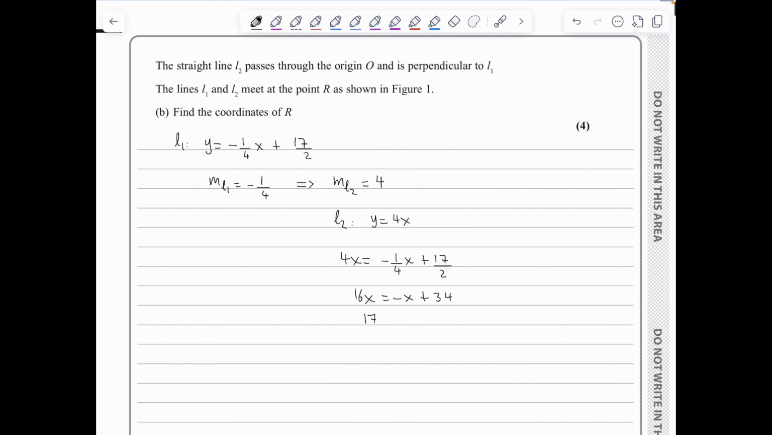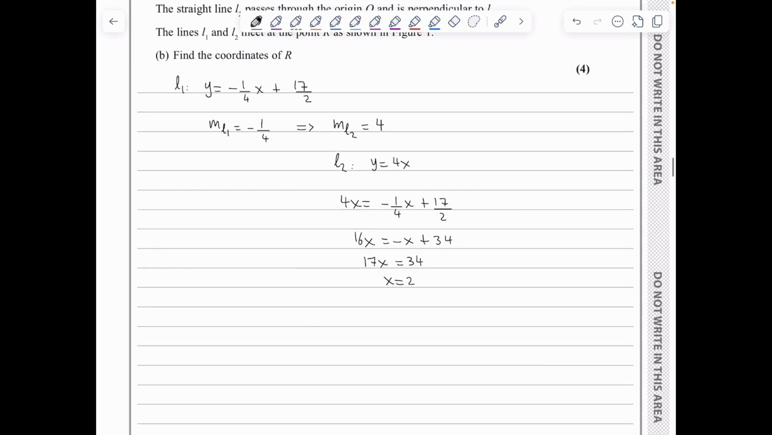So 17x is 34, which means that x is equal to 2. And I can proceed. y is 4 times 2, which is 8. And therefore we conclude that the coordinates of the point R are (2, 8).